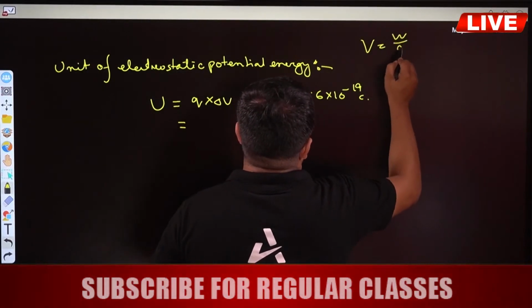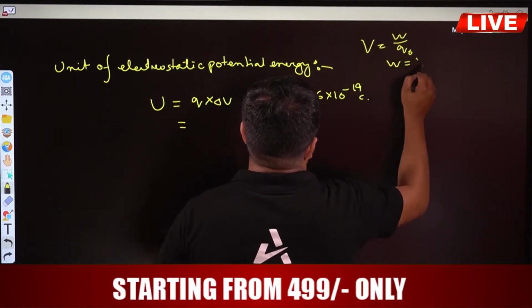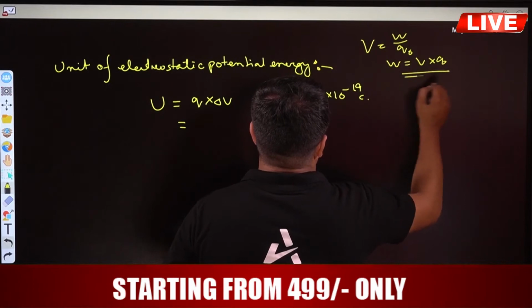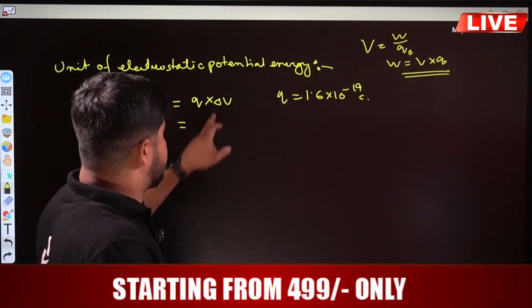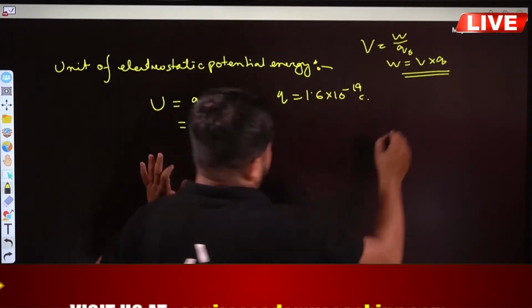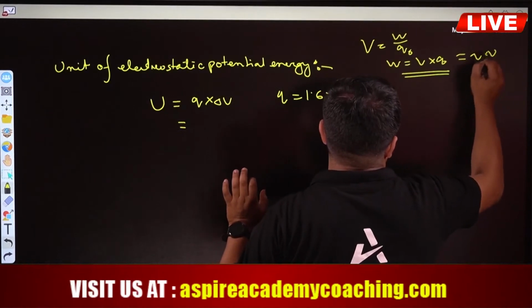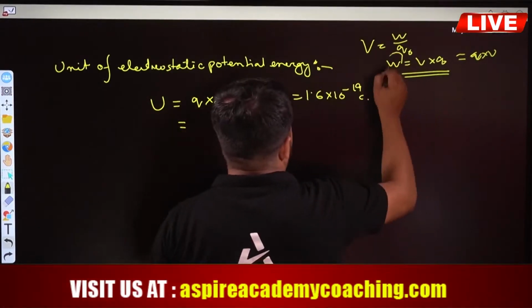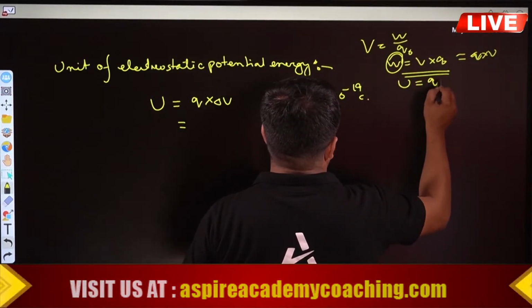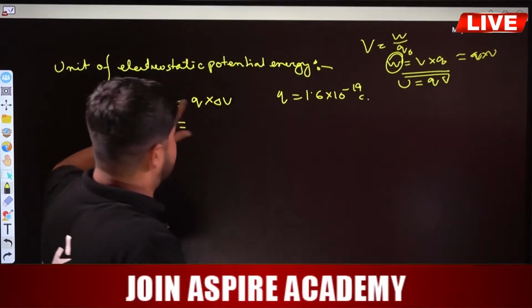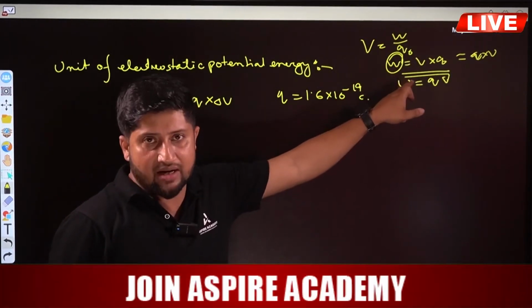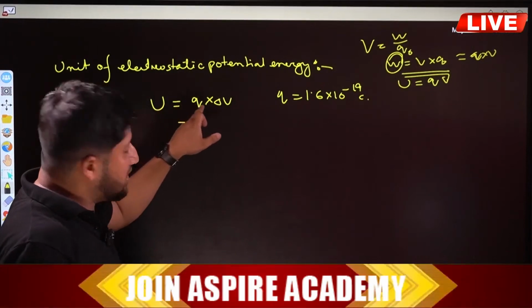V is equal to W by Q naught. So W is equal to what? Potential difference into charge, that is Q into V. This work done is also the potential energy, Q into V. That's why this work done is also stored as potential energy. So U is equal to Q into del V.